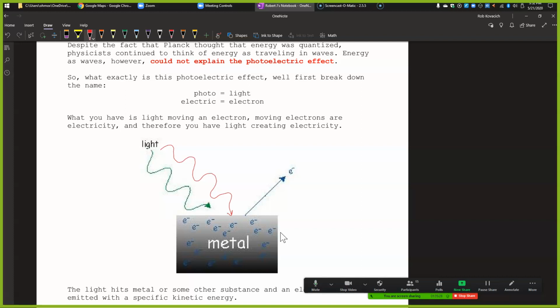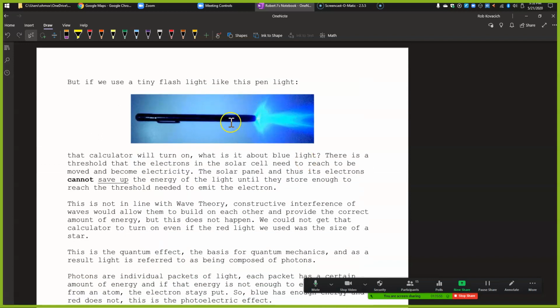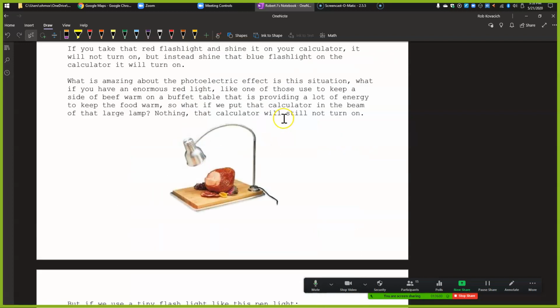So okay, so great. What would happen if I took, instead of just one small red light, I made a bigger red light? So maybe the light that I'm shooting at this is a really big light bulb, and I'm shining it down at my little solar power calculator. What's going to happen? So I take a tiny little flashlight pen like this thing right here, and I shine it at the calculator, but it's blue light.